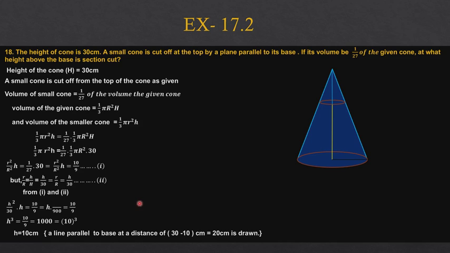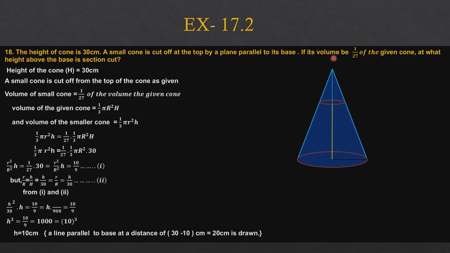Next, we have the height of a cone given as 30 centimeters. A small cone is cut off at the top by a plane parallel to its base. So this is how the question is telling. There's a cone here, and on the top, a small cone is cut off, which is parallel. So this line and this line are parallel. The red lines are parallel to its base.